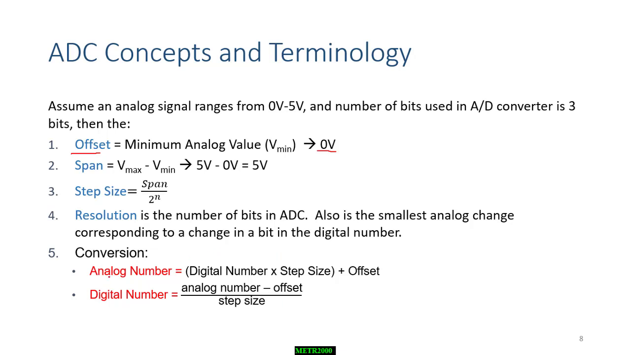So for the conversion, if we have an analog value, it is equal to the digital number multiplied by step size plus offset. This will give you your analog value. If you are given a digital value, you can get the analog value from here. A digital number, on the other hand, is equal to the analog number minus the offset, divided by the step size. You can convert between the two values if you know the step size and the offset.